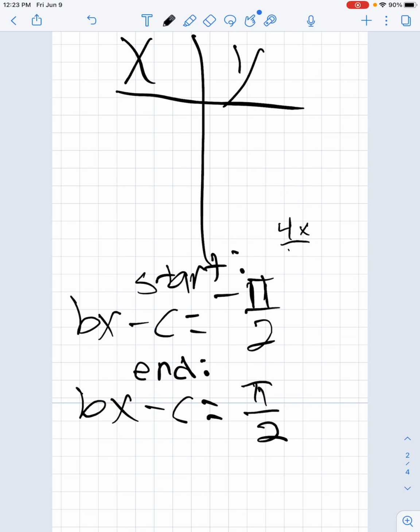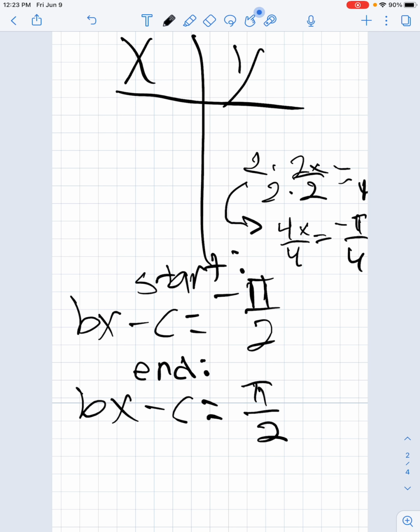So the first equation would look like this. It would be 4x over 4 equals negative pi over 4. It would be 2x over 2, but to make it the same denominator, it would have to be 4. So it would be times 2, and that would be that. To continue, it would end up being x equals negative pi over 4. And that is your starting point.